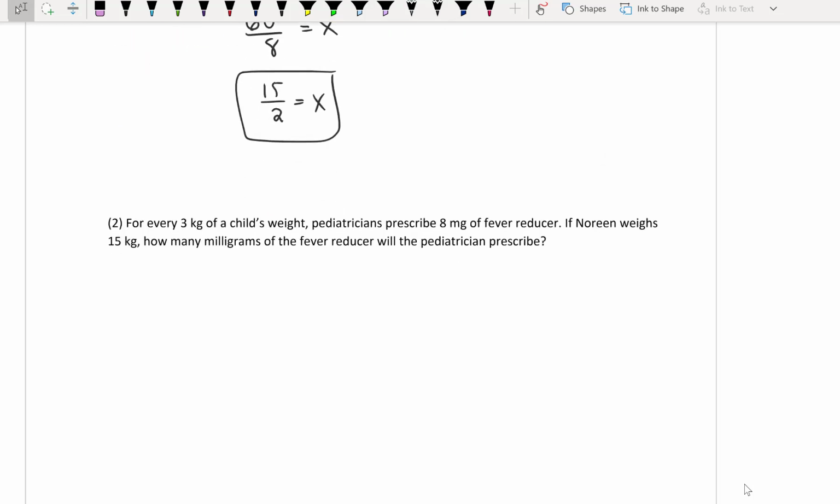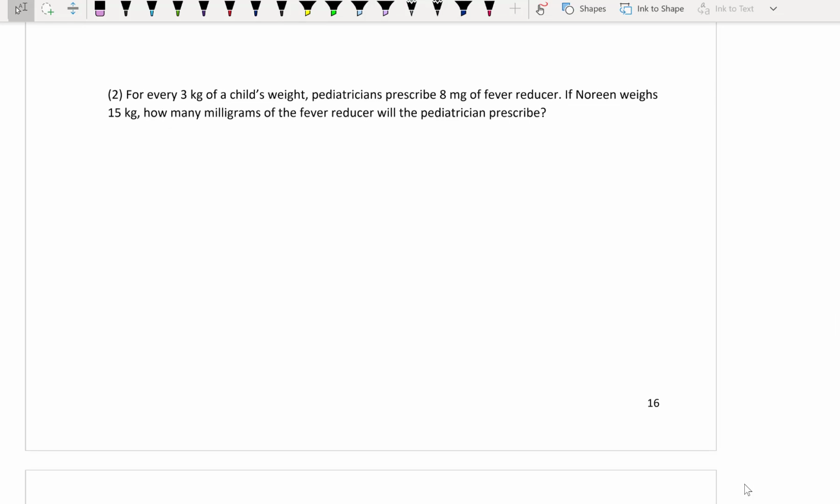Now for number 2, we have this in a word problem. It says for every 3 kilograms of a child's weight, pediatricians prescribe 8 milligrams of a fever reducer. If Noreen weighs 15 kilograms, how many milligrams of a fever reducer will the pediatrician prescribe? So here you need to set up the proportion.